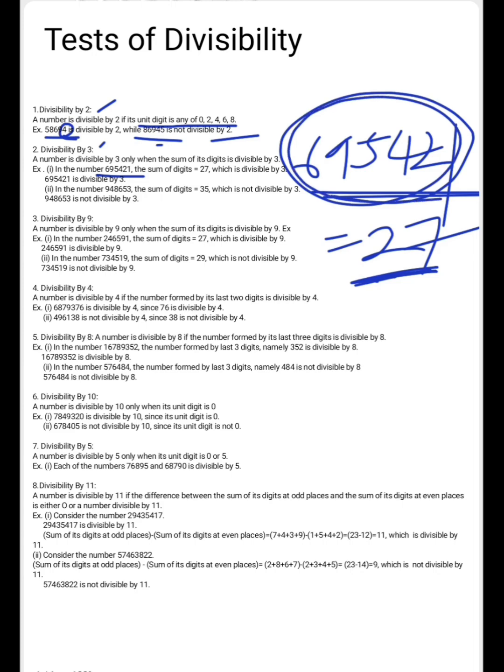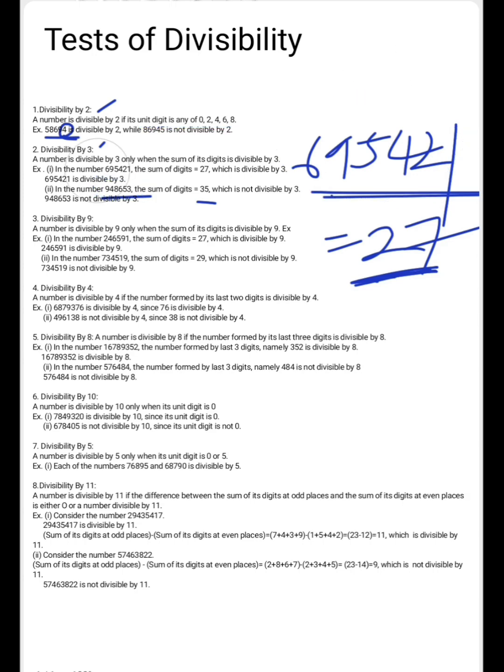The next example is 9948653. If we add all these digits, we get a value of 35, which is not divisible by 3. Then we can say that this entire number will not be divisible by 3.